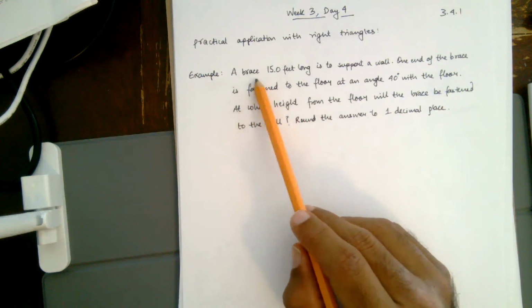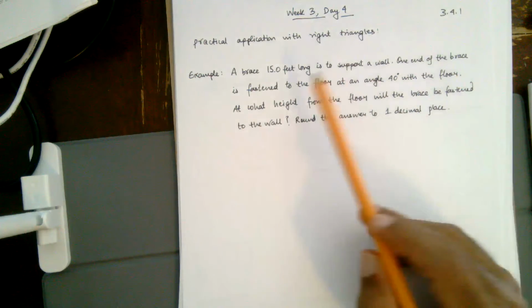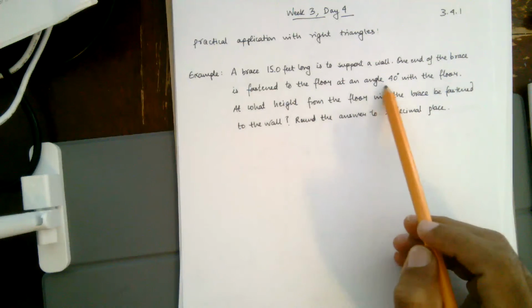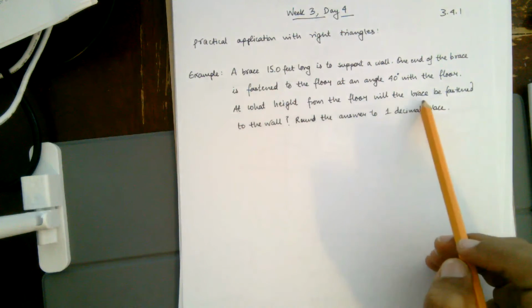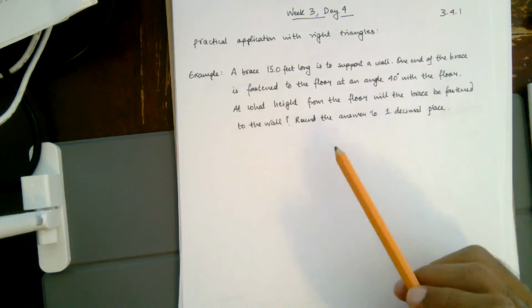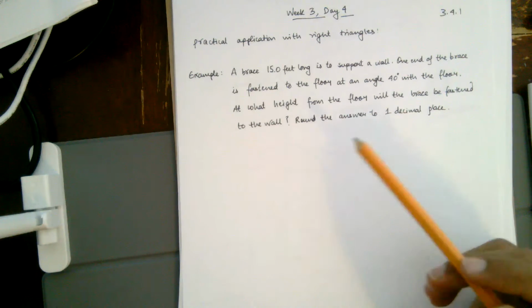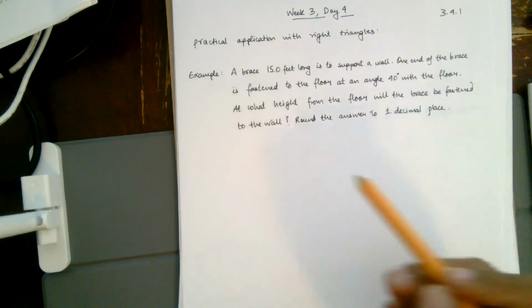A brace 15 feet long is to support a wall. One end of the brace is fastened to the floor at an angle 40 degrees with the floor. At what height from the floor will the brace be fastened to the wall? Round the answer to 1 decimal place. The second time you read, you can keep a note of the numbers and the information given to you.